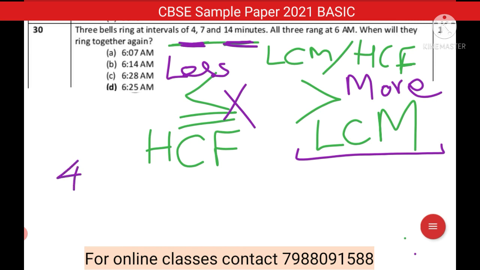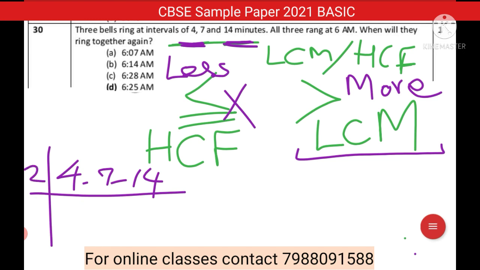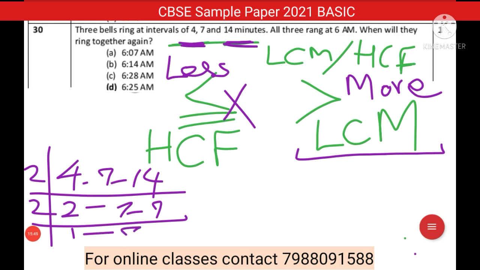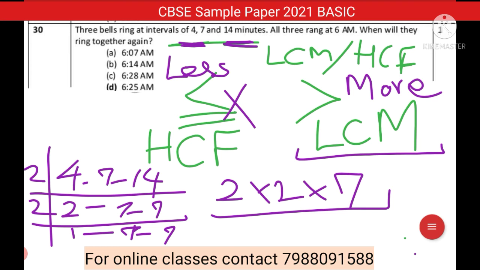Now let us find out the LCM of 4, 7 and 14. Clearly, since it is an MCQ, apply the shortcut. If I divide with 2, I get 2, 7 and 7. And again, if I divide with 2, 1, 7 and 7. And now if I divide with 7, I get the LCM as 2 into 2 into 7, that is 28. So the bells will again ring at 6:28 am. You are asked the time also, not just the LCM. So 6:28 a.m. is going to be the answer.